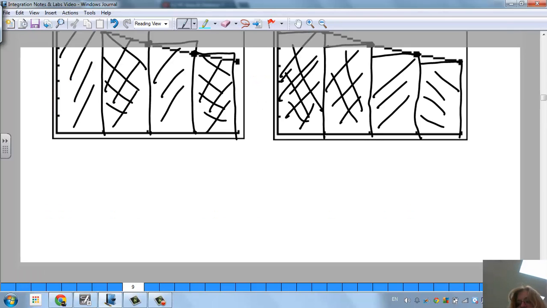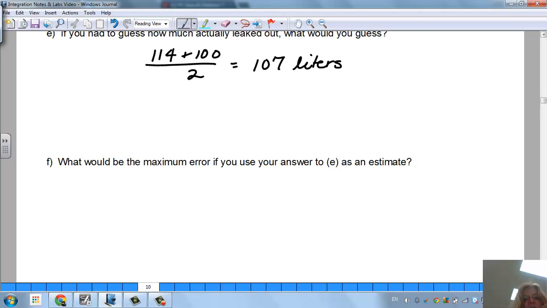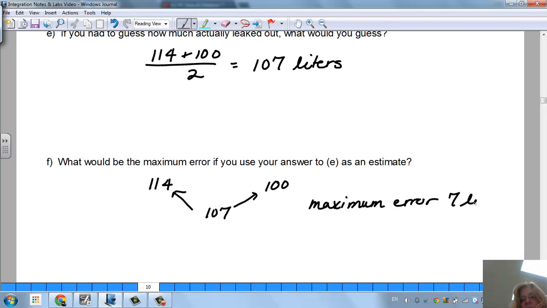Okay? And then I want to know, what is my maximum error if I use that to estimate? Well, if my upper sum is 114 and my lower is 100, and I guessed 107, the maximum I could be away from either one is my maximum error, which would be, in this case, 7 liters, because I'm 7 liters from both sides. So my maximum error is going to be 7 liters. But it's a pretty good guess because I averaged. It could be as high as 114, it could be as low as 100, and if I guess 107, it's halfway in between, I could be 7 liters off. Okay? So that is this video.